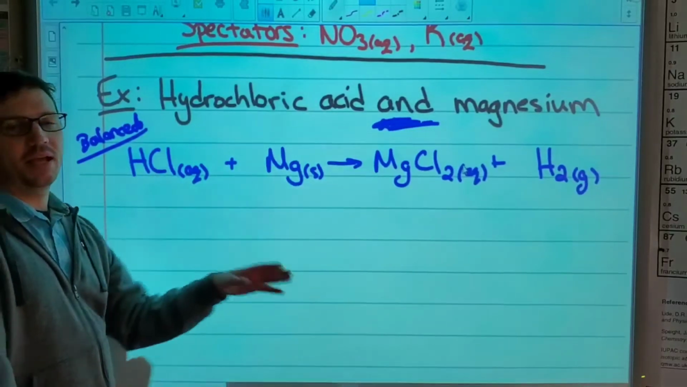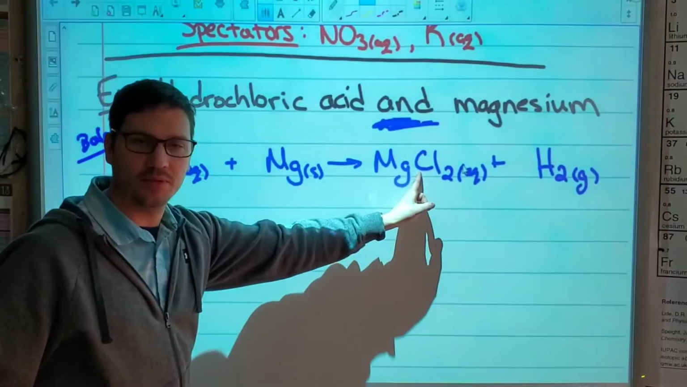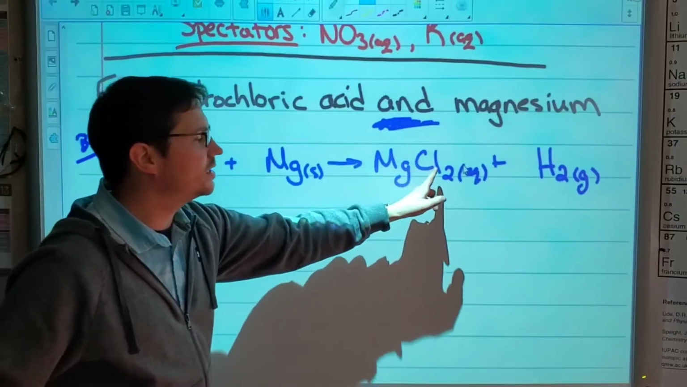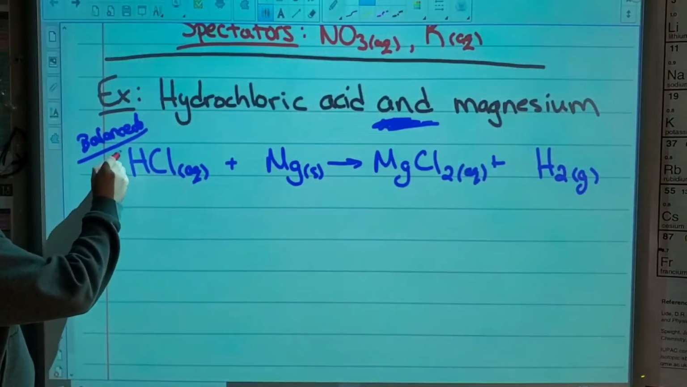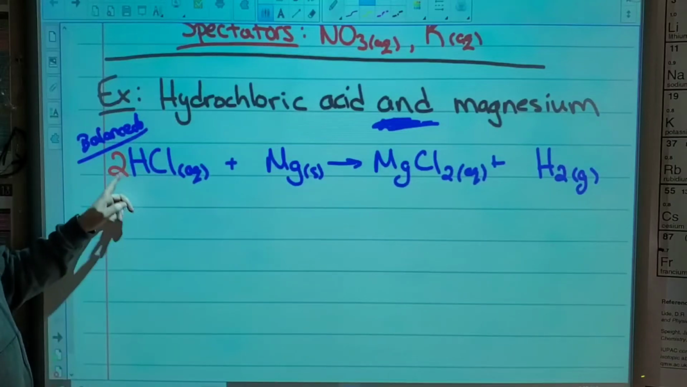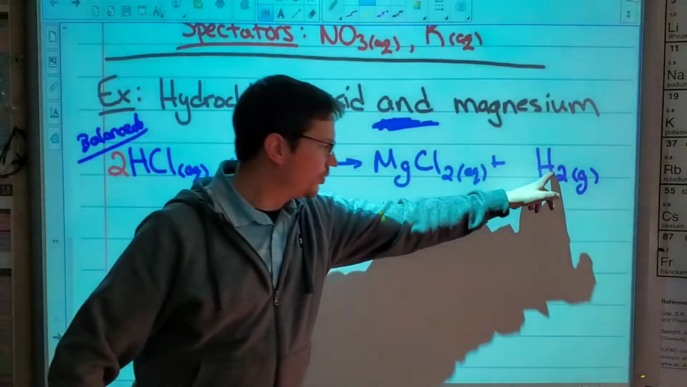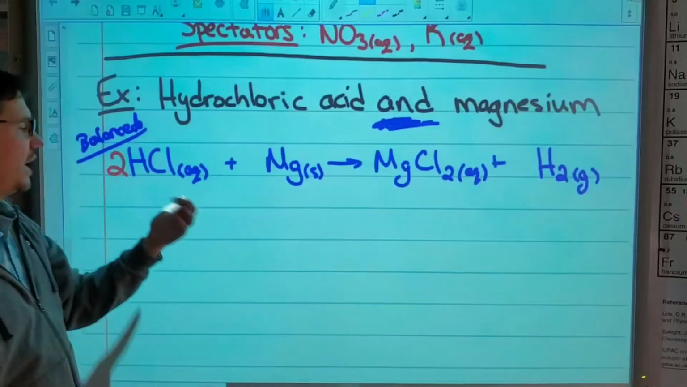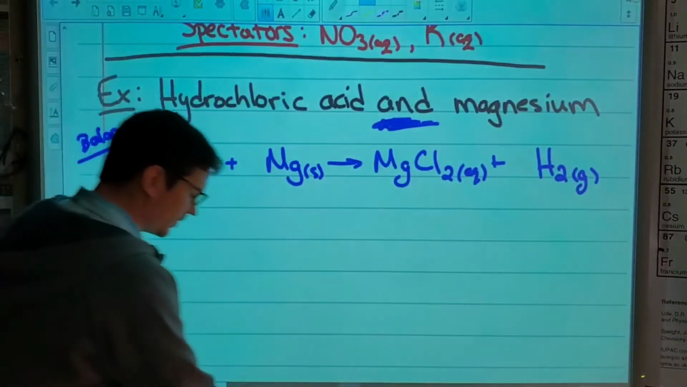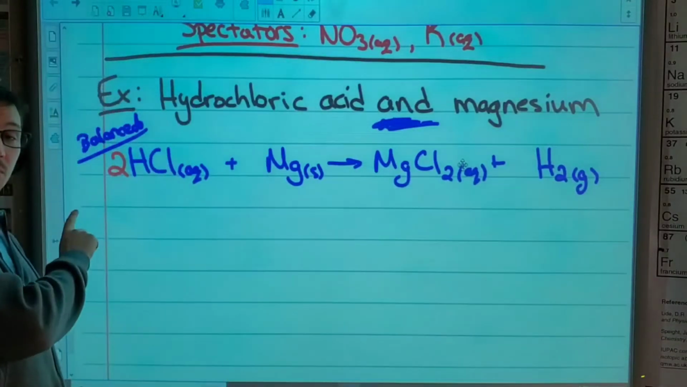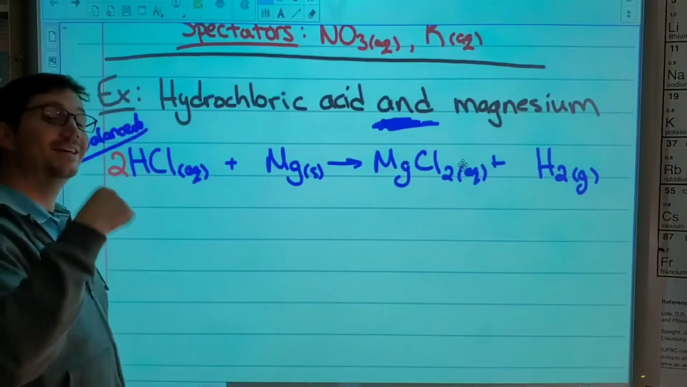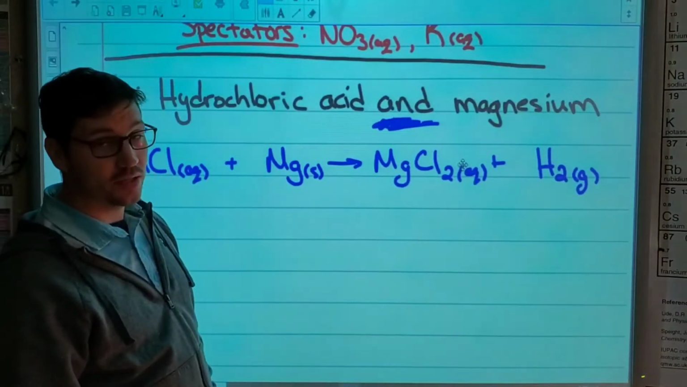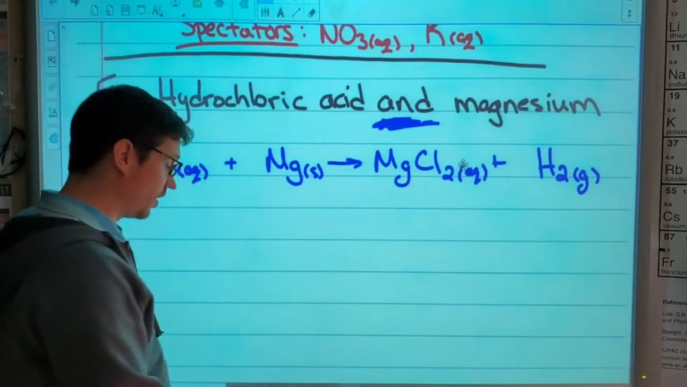Start with the most complicated substance. That's the most complicated substance. 1 magnesium, 2 chlorines. So we need to put a 2 out in front. Then 2 hydrogens, 2 hydrogens. Everything is balanced now that we have the 2 there. So, step number 1, write a balanced reaction. Good, fantastic. Step number 2, dissociate any high solubility ionic compounds and strong acids.